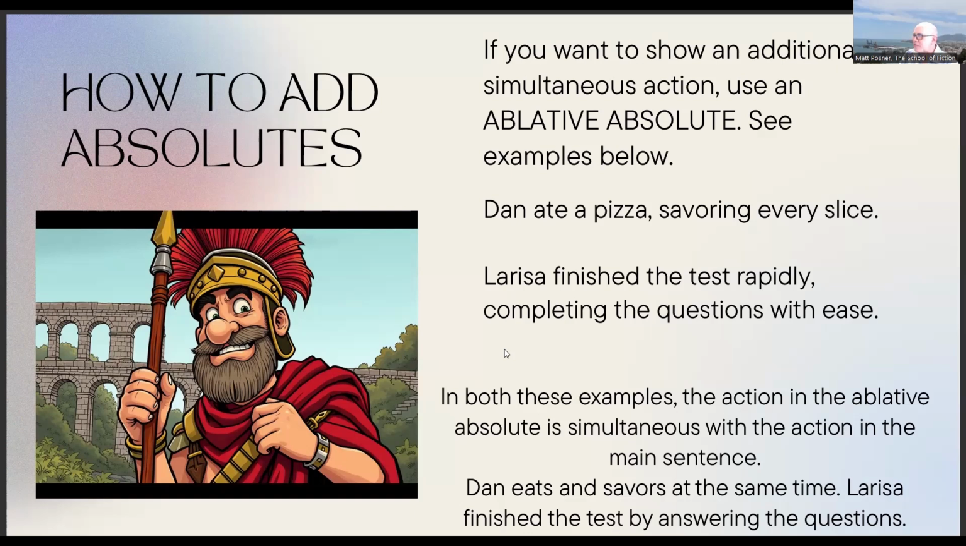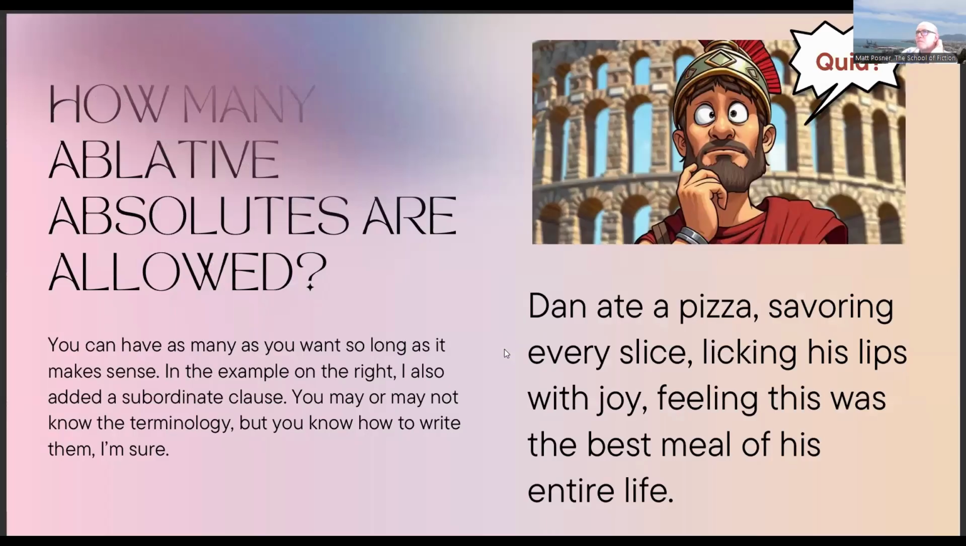Now let's go from Dan to Larissa. Larissa is a test quiz. So Larissa finished the test rapidly, the main part of the sentence, completing the questions with ease. And there we go. Completing is your present participle. And as you can see in both cases, the action in the ablative absolute is simultaneous. So Dan is eating and savoring at the same time. Larissa is finishing the test by answering the questions. So these are all simultaneous actions, and that's what we want.